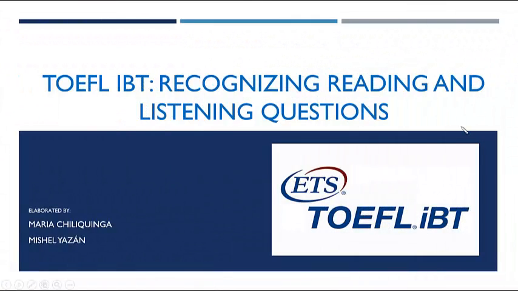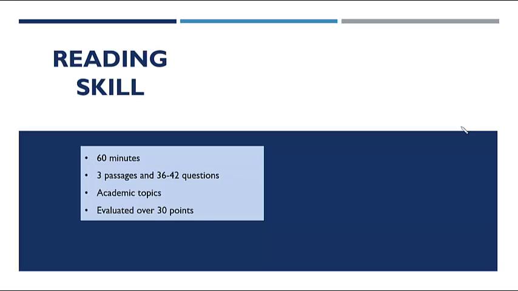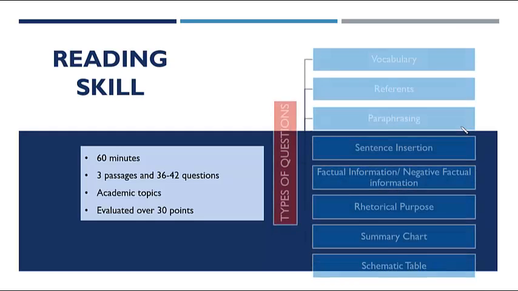So hello everybody, in today's video we are going to be talking about how to recognize reading and listening questions in the TOEFL internet-based test. So the first section is about the reading skill, and you are going to have 60 minutes to complete this whole section. You are going to find 3 long passages and answer 36 to 42 questions. These passages are going to be about academic topics and you are going to be evaluated over 30 points.